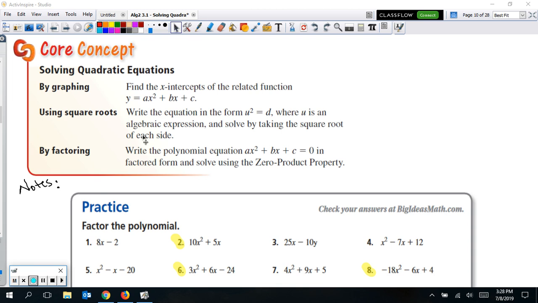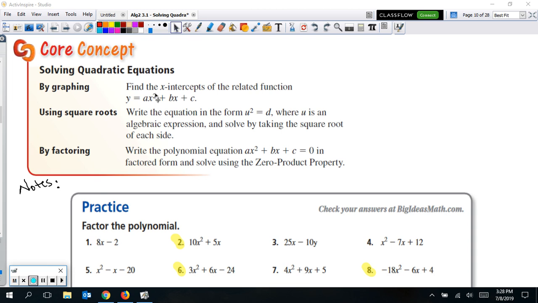Now the first one says by graphing. Typically I don't use this one that often just because it means you have to graph the parabola, and you can always make mistakes graphing the parabola, especially if you're drawing your own coordinate plane and you don't have graph paper. So that can be very difficult to understand or to find those x-intercepts.